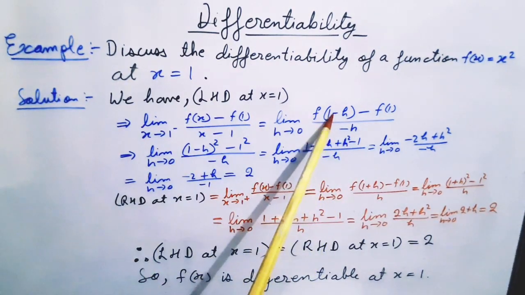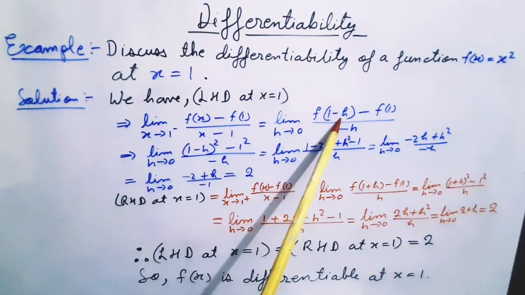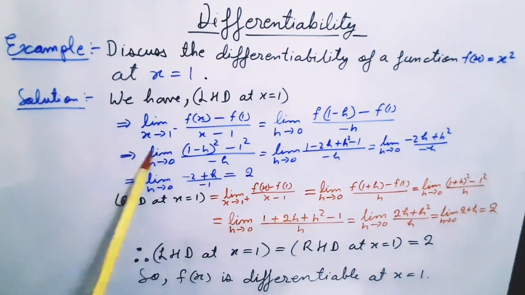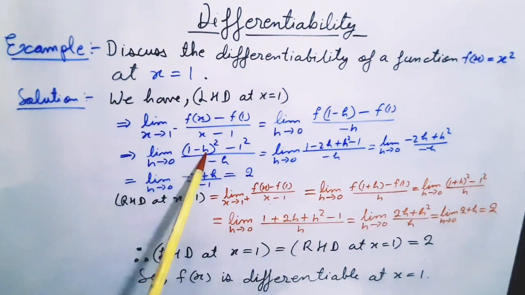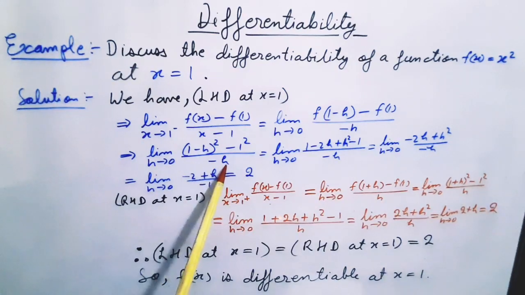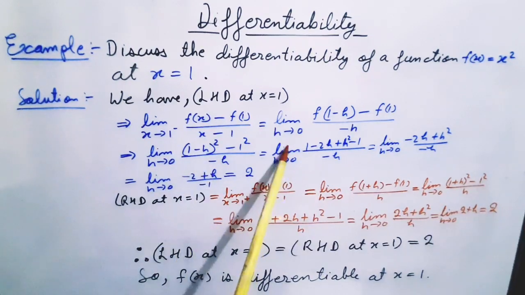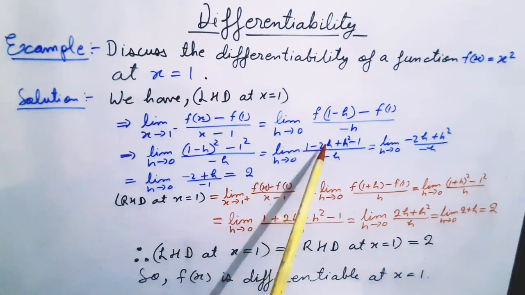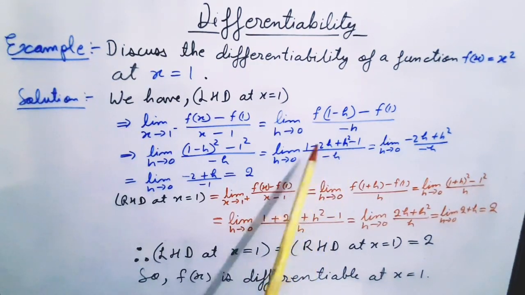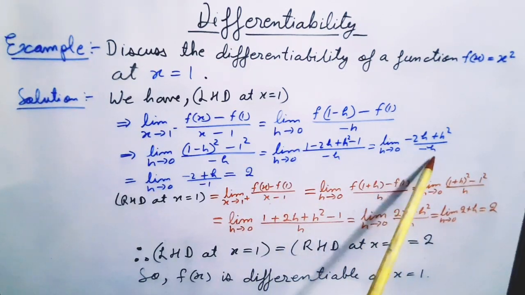Now we have to put the value of the function at x = 1 minus h, that is f(1 minus h) = (1 minus h) square. So we will get limit h tends to 0, [(1 minus h) whole square minus 1 square] whole divided by minus h. Now expand (1 minus h) whole square, we will get limit h tends to 0, [1 minus 2h plus h square minus 1] whole divided by minus h. So here 1 will cancel out. So we will get (minus 2h plus h square) whole divided by minus h.